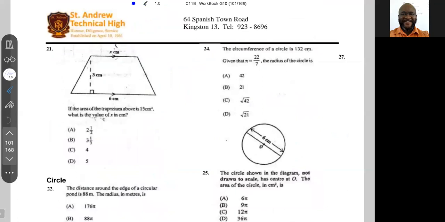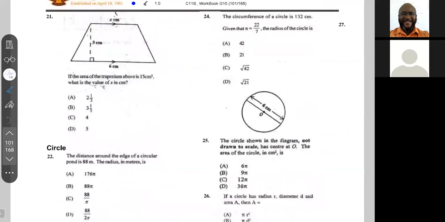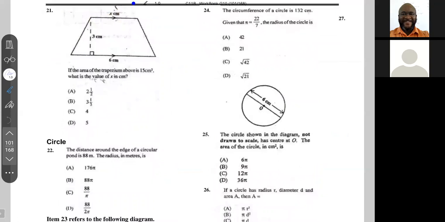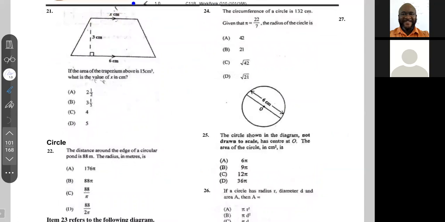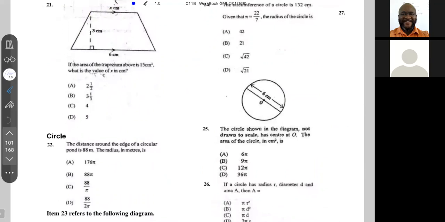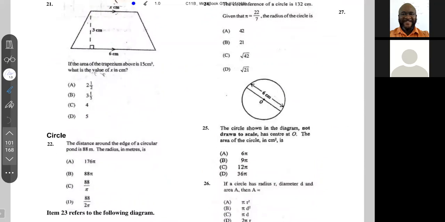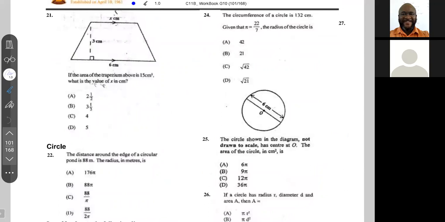All right, so let's go for 21, 22, 24, 25. And let's see if we can get 26 in there. All right, let's just do 4: 21, 22, 24, and 25. You have 6 minutes.